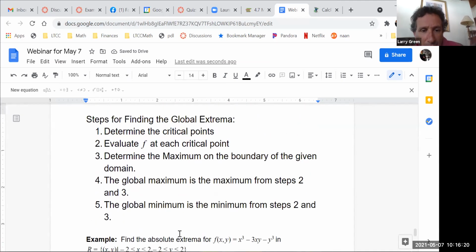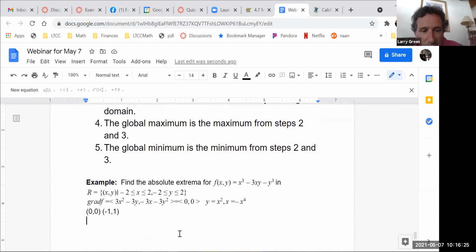Okay, I want to determine the maximum on the boundary. That's step 3. I don't have time to finish because we're out of time, but I'm just going to explain how to do that. So if x is between -2 and 2, and y is between -2 and 2, that means I plug x equals -2 into the equation and find the max for y. So x is -2, y is whatever that max will be. I do the same thing with x equals 2, then with y equals -2, and with y equals 2. Okay, and I'll get 4 different numbers.